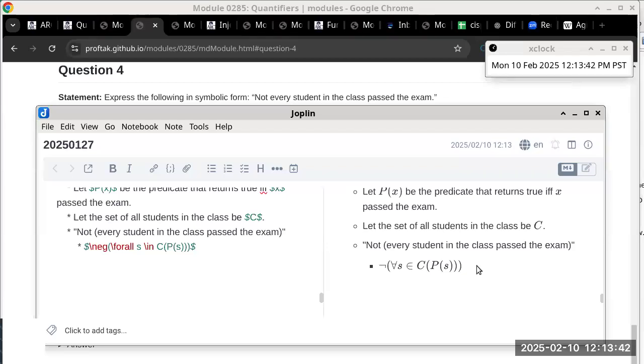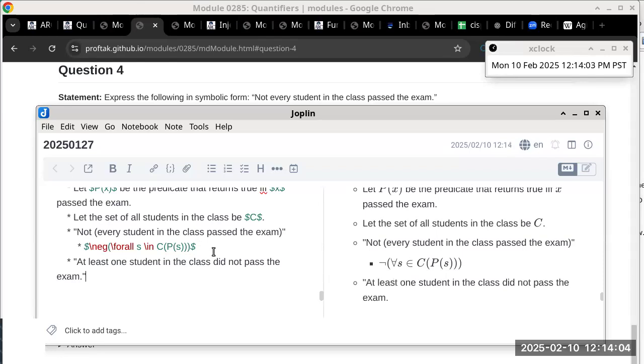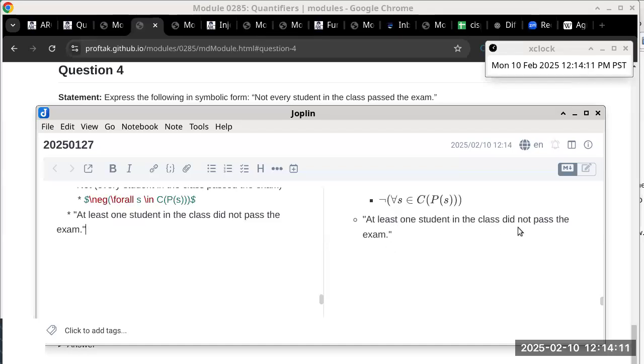Yes, you can use existential, but the existential would be a little bit different. So we'll start with the way we express it in natural language first, and then we'll reverse it. So we can now say that sentence is also basically saying at least one student in the class did not pass the exam. Okay, so I'm just going to pause here first, just to make sure that everybody can associate that this statement, at least one student in the class did not pass the exam, is the same thing as not every student in the class passed the exam.